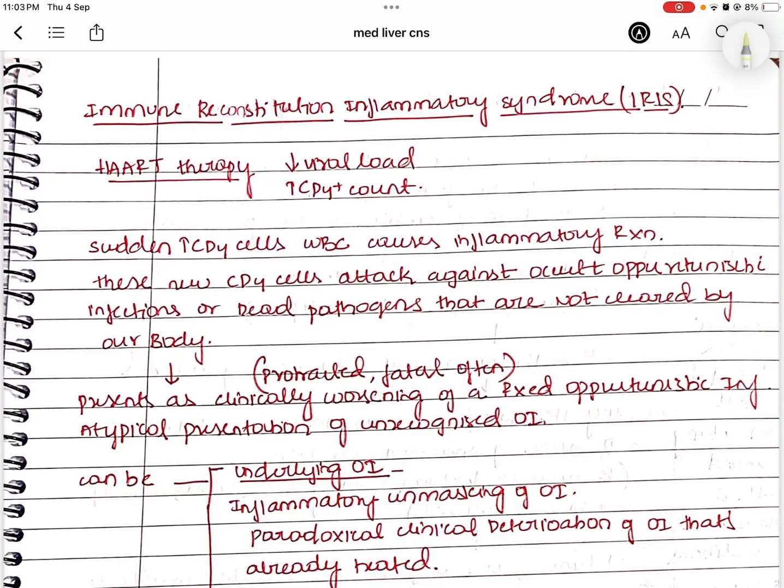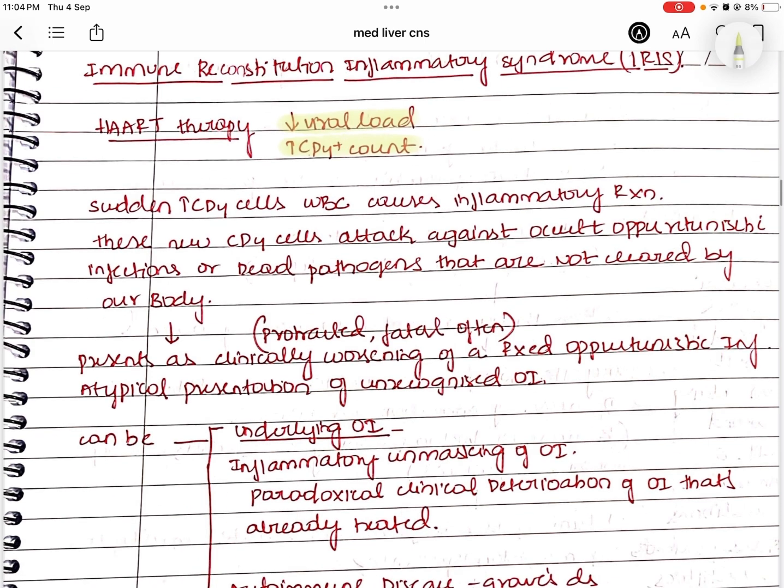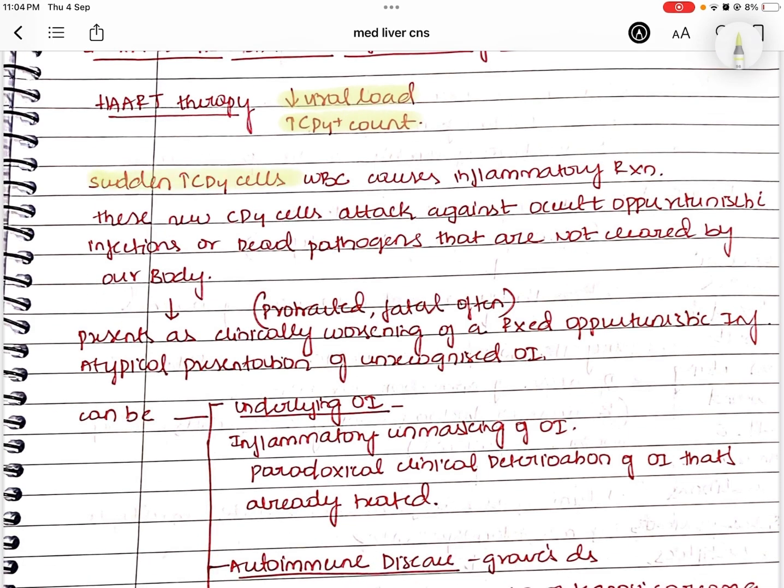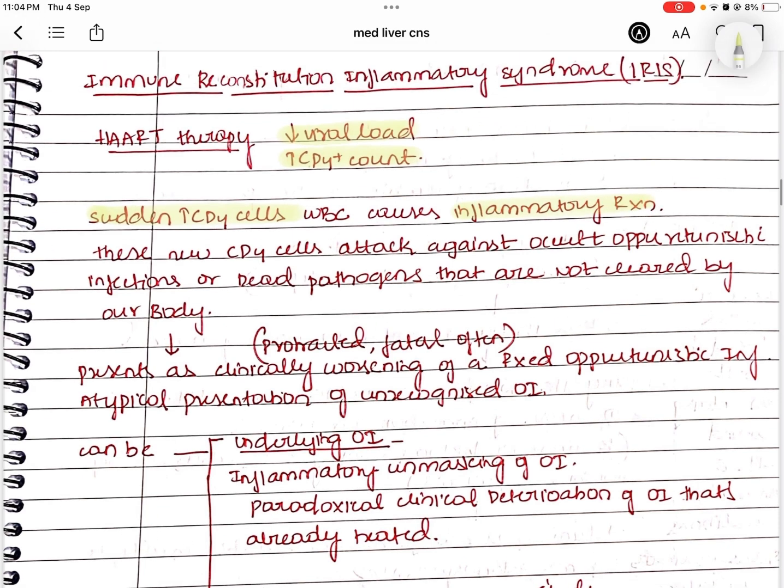Immune reconstitution inflammatory syndrome is seen in AIDS patients who are undergoing antiretroviral therapy. The two main goals of antiretroviral therapy are to decrease the viral load and increase the CD4 count. So what happens when the patient is taking this antiretroviral therapy? There will be a sudden rise in CD4 count. It can cause inflammation, and that is called immune reconstitution inflammatory syndrome.